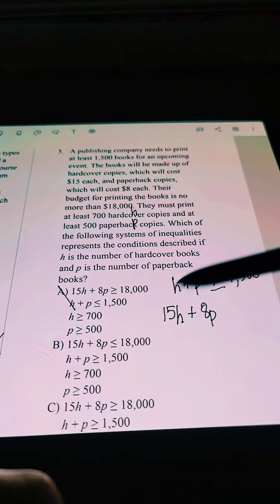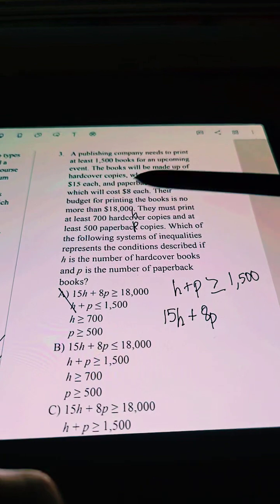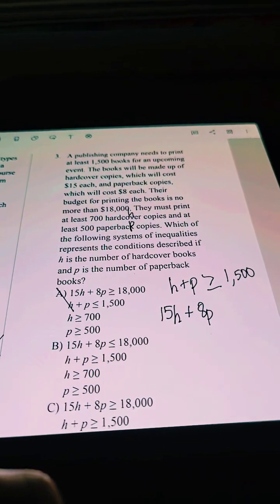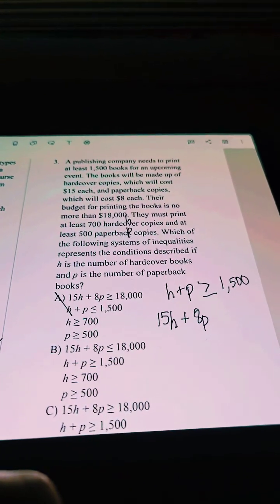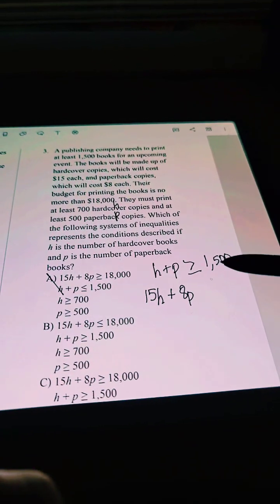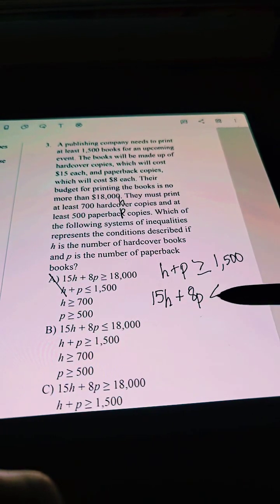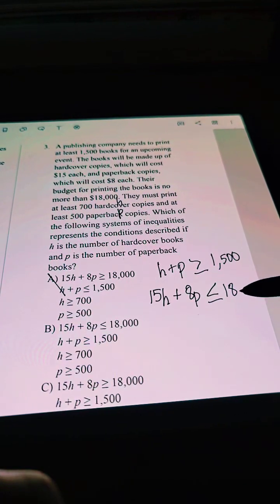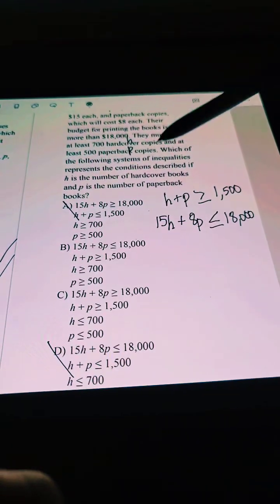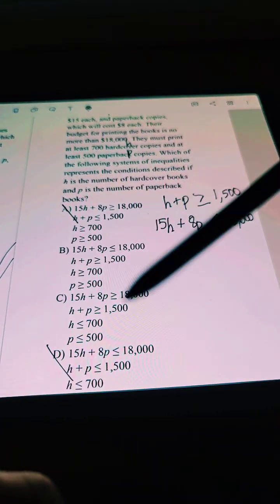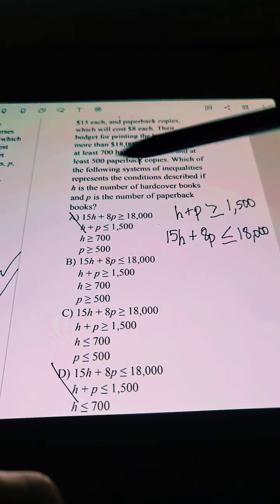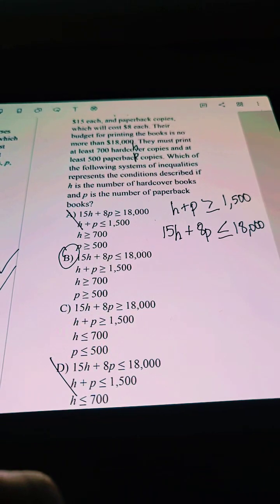And then their budget, when we total this all up, they can't be spending any more than $18,000. So they can be spending $18,000, they can be spending $17,000. It has to just be $18,000 or less, basically. So when we add this up, it has to be less than or equal to $18,000. So let's see, that will already tell us what the answer is, because B and C, they're opposites. So it's just going to be answer choice B.